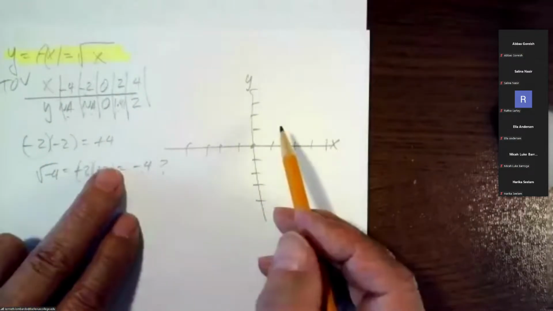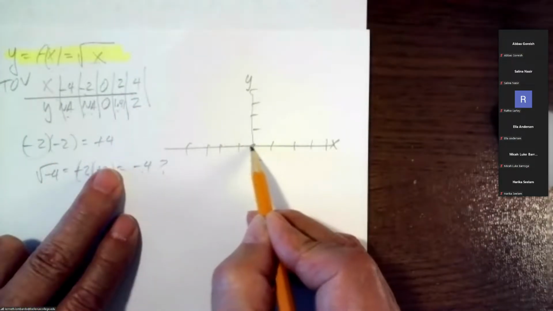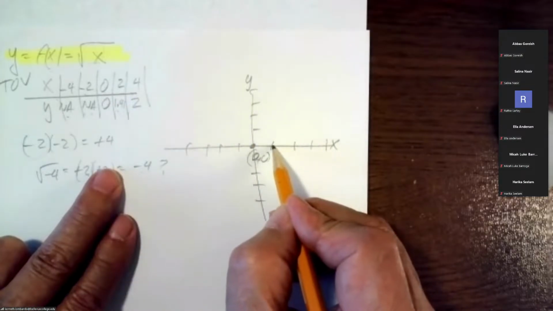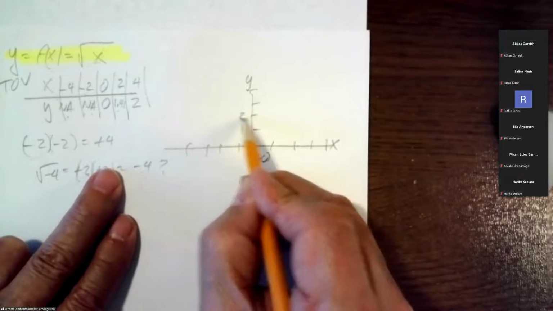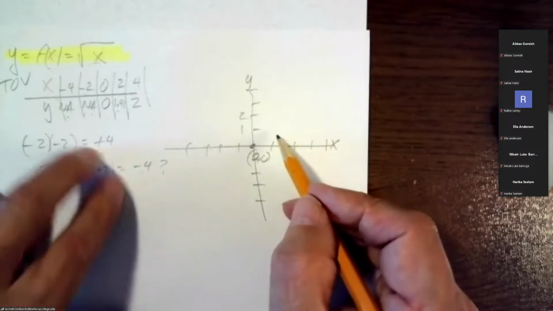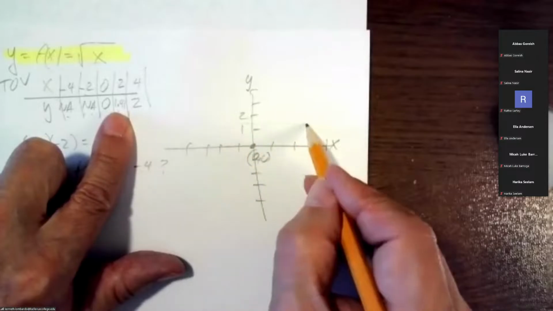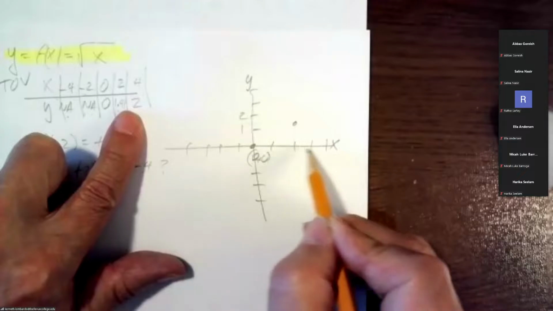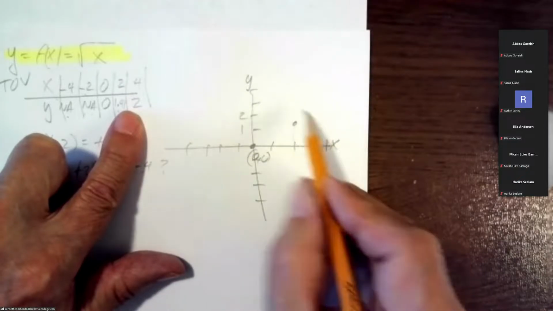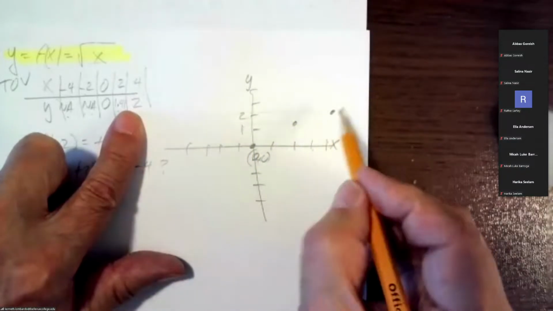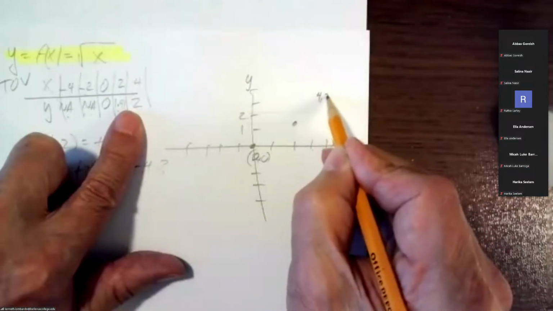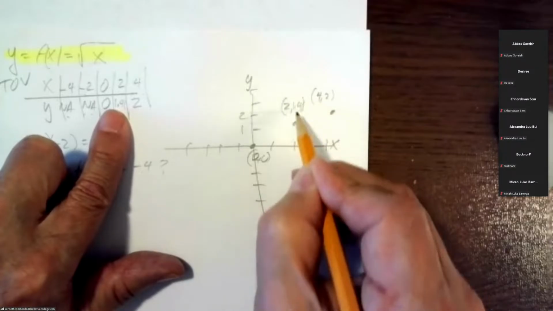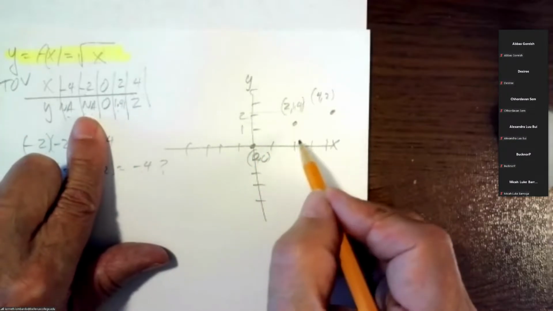So let's plot the points that we have. 0, 0 is here. 2 and 1.41. So here's 1, 2. So 2 and 1.4, I'm going to say is right there. So that's that point. And x is 4, 1, 2, 3, 4, and y is 2. So it looks like we have 4 and 2, 2 and 1.41, and 0 and 0.